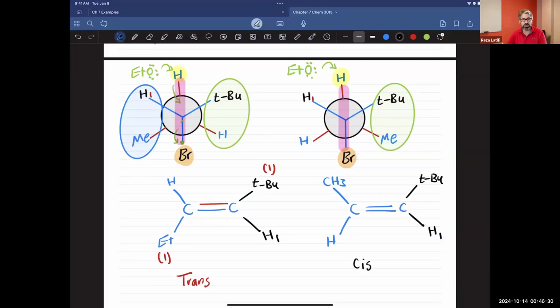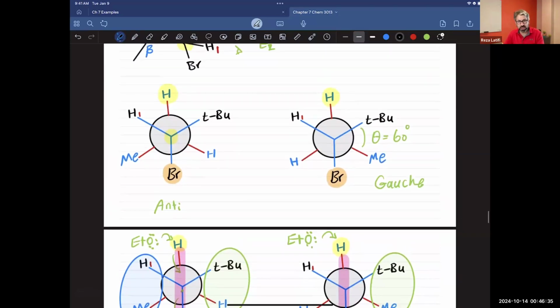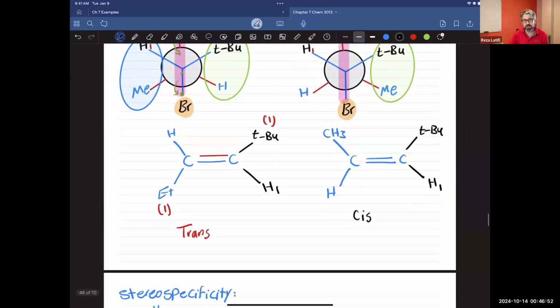Okay, now which one of these is more stable? Let's go back to the starting point. We had anti versus gauche. Anti is more stable than gauche. So what does it mean? It means the cis product will be less stable than the trans. Trans is more stable than the cis product. And so the reaction is going to favor the trans.